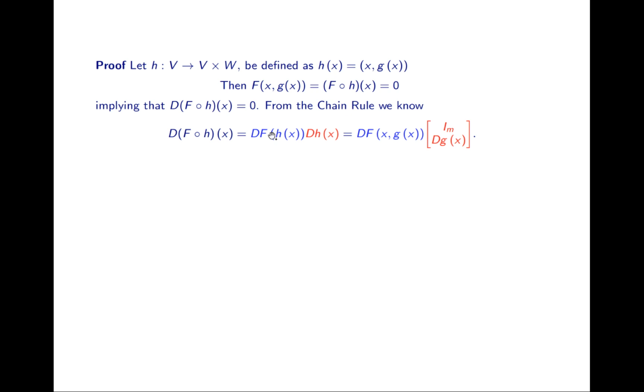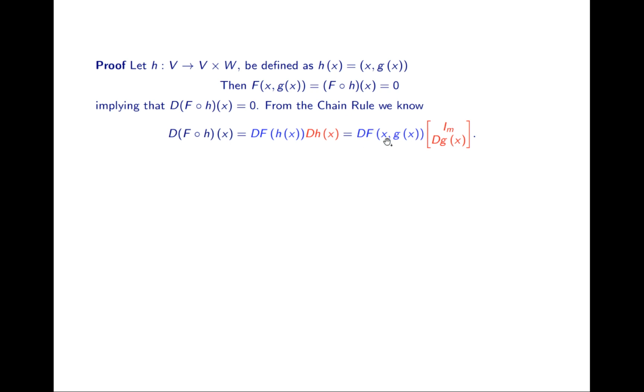Now, the derivative of f at h is the derivative of f at, well, what h is defined to be. So x comma g of x. The derivative of h with respect to x is just the identity. And the derivative of g is, well, the derivative of g. So I get the derivative of my composition is equal to this times this.